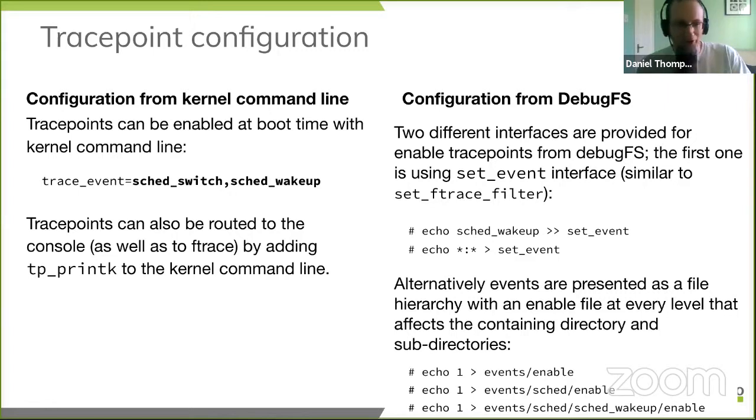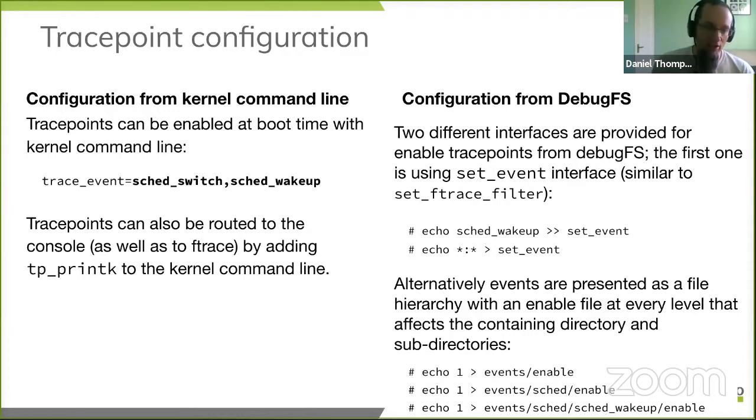So I think I'm now going to have to slowly work out which bits I've been repeating and not repeating. Configuration from the kernel command line. You can configure trace points from the kernel command line, just as you can with ftrace. In fact, there's a couple of bonuses here. So first off, you can use trace_event to list the events we would like to enable. We also have a command line option called tp_printk, and that simply arranges for trace points to be textualized onto the console as well as textualized into the ftrace buffer.